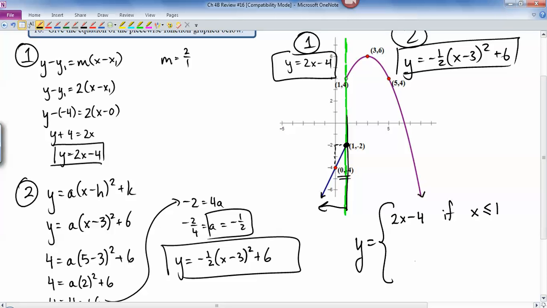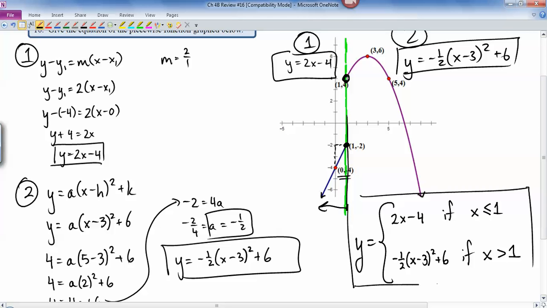Then on the other side of the graph, I have this parabola, negative 1/2 times (x minus 3) squared plus 6, and that happens for all the x's that are bigger than 1. Notice I don't include the 1 because it's an open dot right there. So I would say if x is greater than 1 and just leave it like that, no equals there. That's the entire thing right here. So this is the piecewise function for that graph. Okay, hope that helps a little bit.